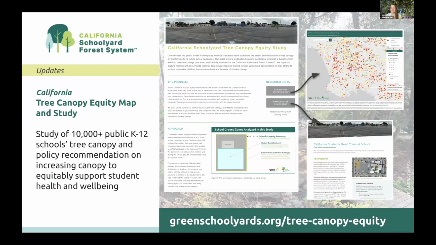If you missed our announcement last time, again, we're excited to share this interactive map of our findings of a 2-year study on the 10,000 plus public K-12 schools in California. The study shows tree canopy coverage in the areas where students spend time during the school day. We found that percentage was only about 6.4% tree canopy, and even less for many students. If you go to this link, you'll also see in the gray box a link to policy recommendations for increasing tree canopy for our most vulnerable students in California.